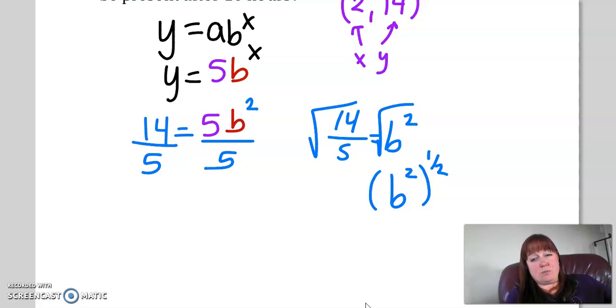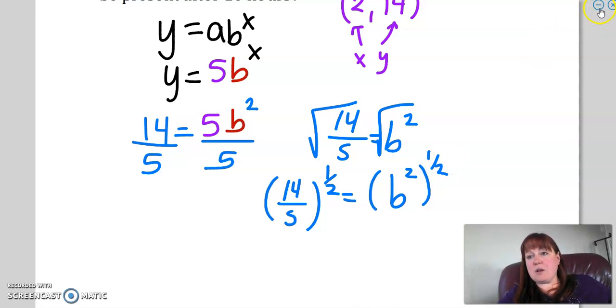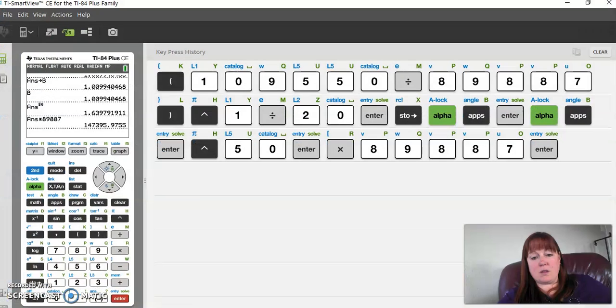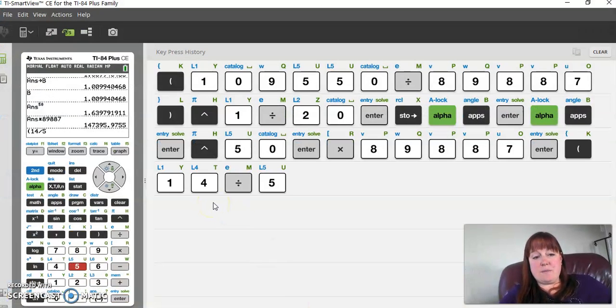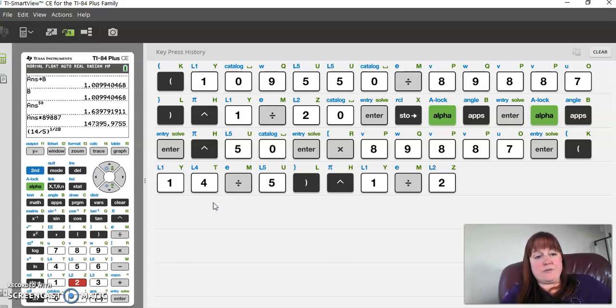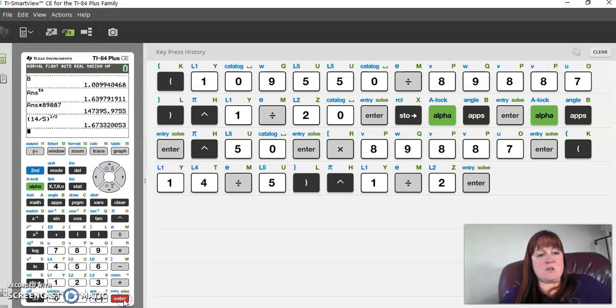That's probably what I'm going to do in our calculators. There is a square root button, but I think it's just as easy to raise it to the 1/2 power. So we're going to do 14/5 to the 1/2 equals b. We're going to pull out our calculators here, and do parentheses 14 divided by 5 to the 1/2. This is the easiest way to do a square root. Remember, there is a square root button here, and in the math menu there is an nth root button that you can use, but why? Okay, so here's your b value.